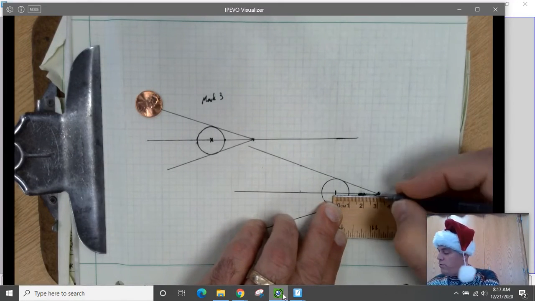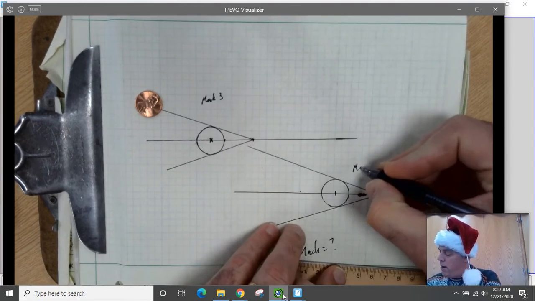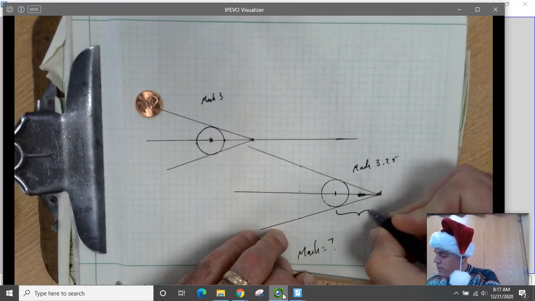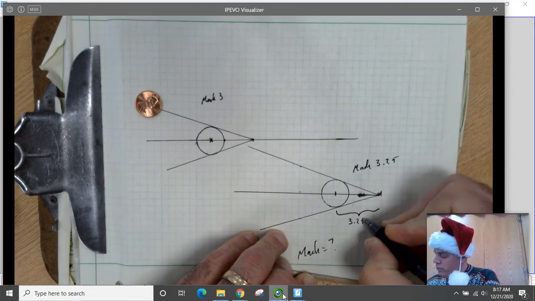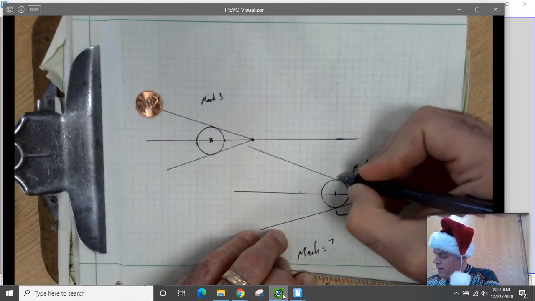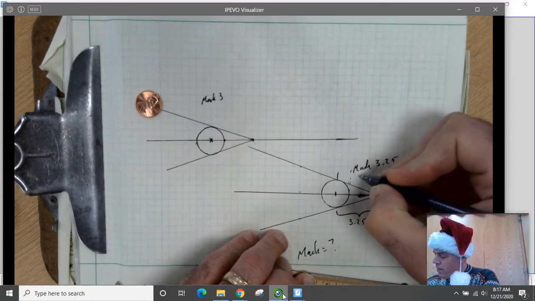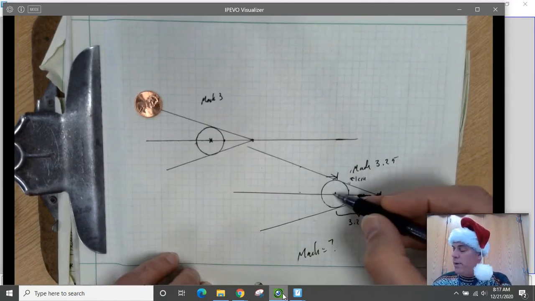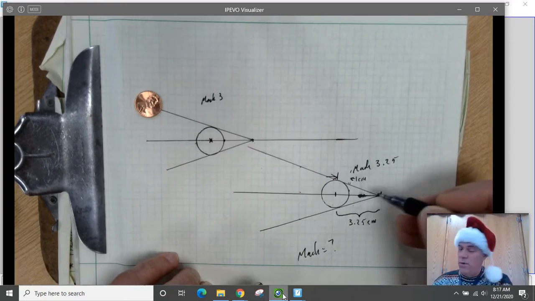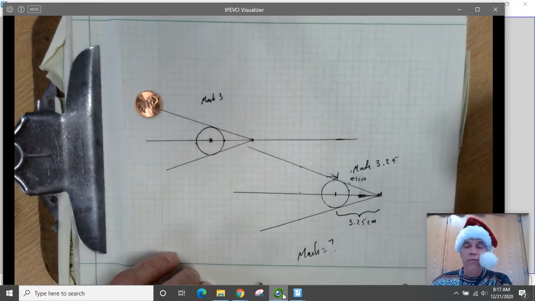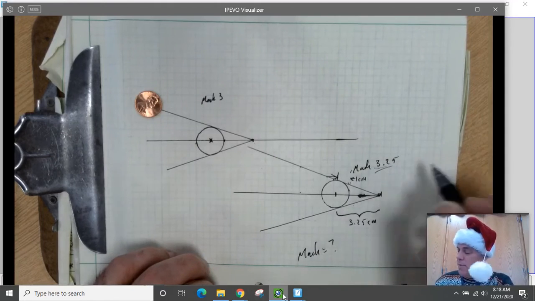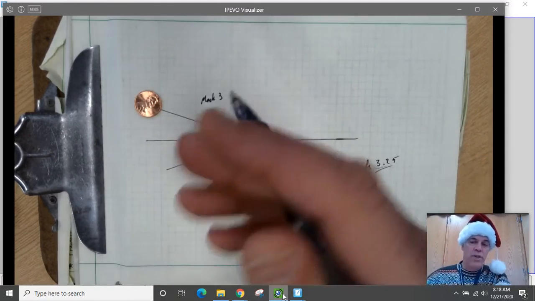Okay, about 3.25. So this would be Mach 3.25 because this distance was 3.25 centimeters. And this distance was 1 centimeter. So the ratio of how far the sound went compared to how far the plane went, or the plane to the sound, is 3.25 to 1. Now the ones that I give you will generally be nice round numbers. This one came out a little bit odd, but the principle is the same.